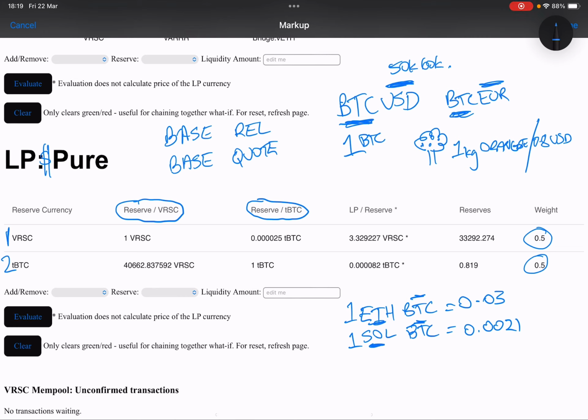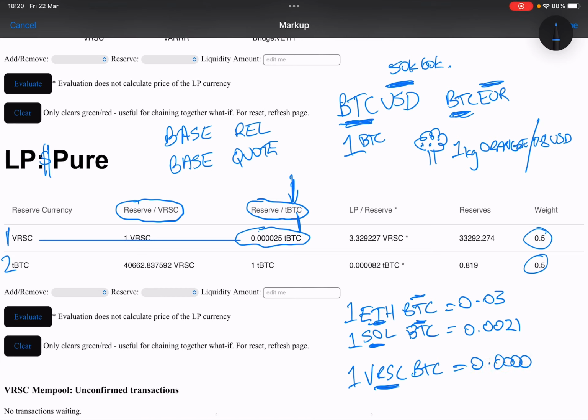Now, keeping with this same notation, we're going to read base currencies in a row, meeting with their quote currency in the column. So we've got 1 Verus is equal to 2,500 Satoshis. 1 Verus base currency in Bitcoin equals that many Satoshis, or that much Bitcoin.